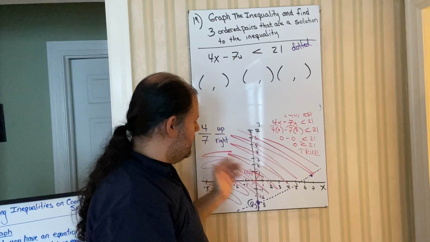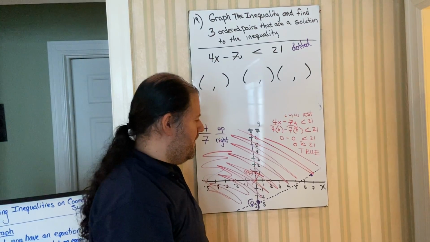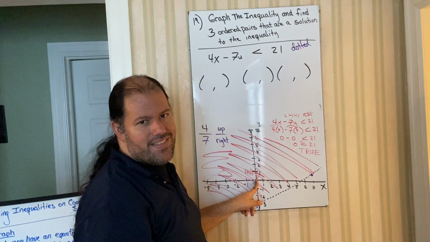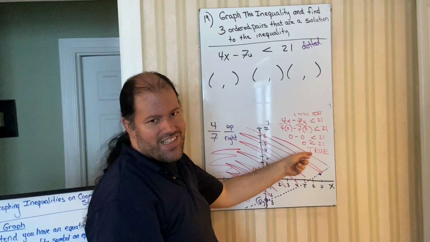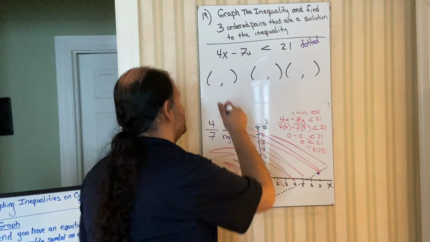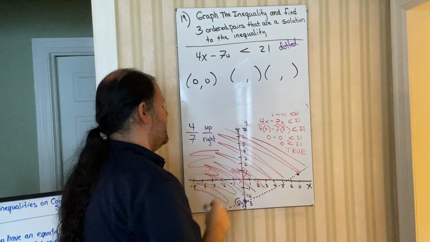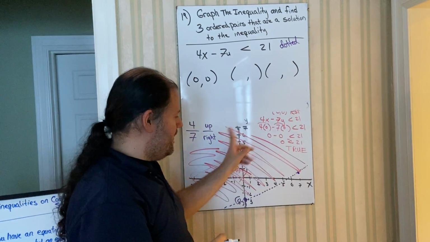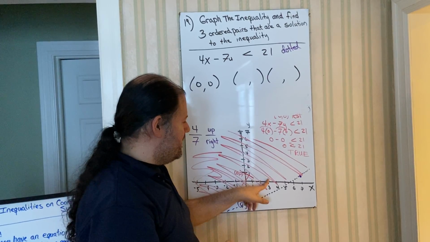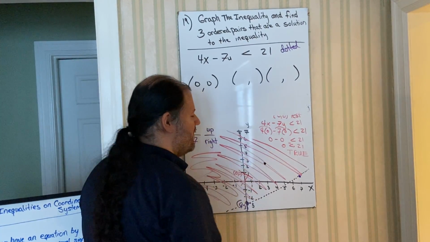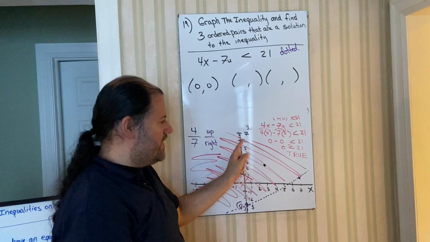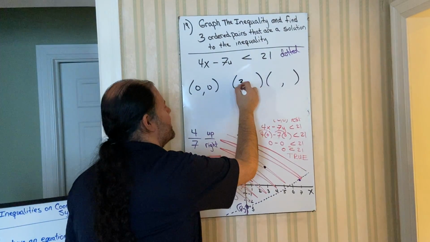Pick anything in this red shaded area. Like 0, 0. We just saw that if we plug 0, 0, we get a true. That means it's a solution. 0, 0 would work. Anything in this area would work. You know my 3, 3. Where would 3, 3 be? Yep, it's in the red area. Remember the shaded area. So that would work. 3, 3.